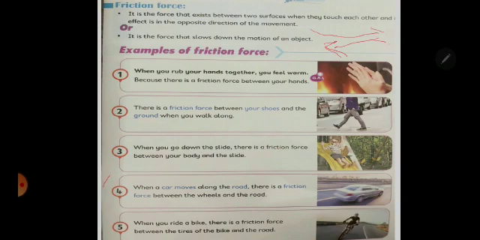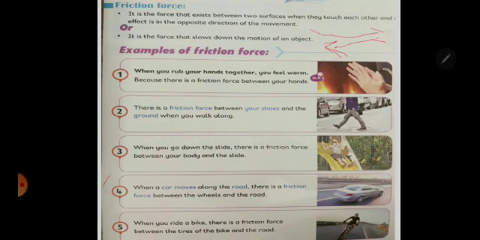Second, there is a friction force between your shoes and the ground when you walk along. This friction force prevents slipping down.